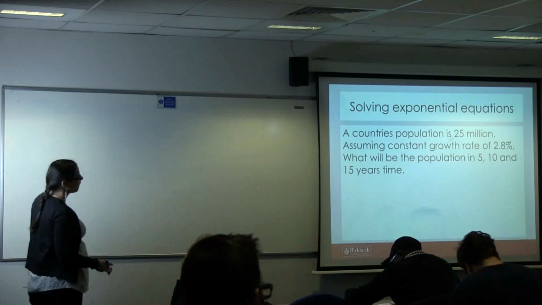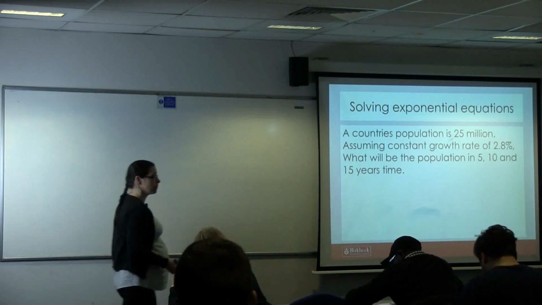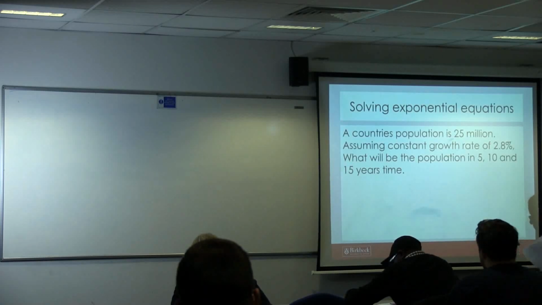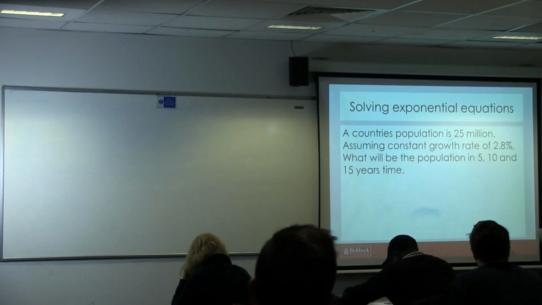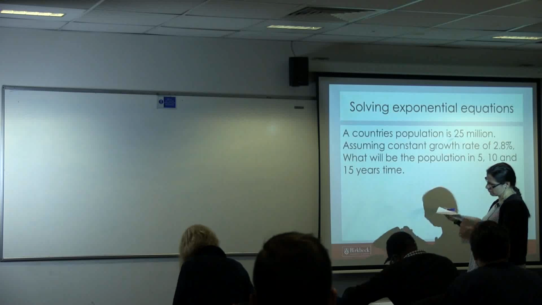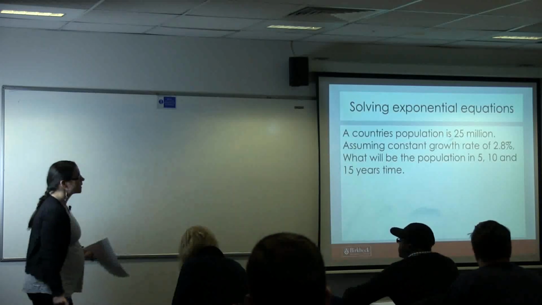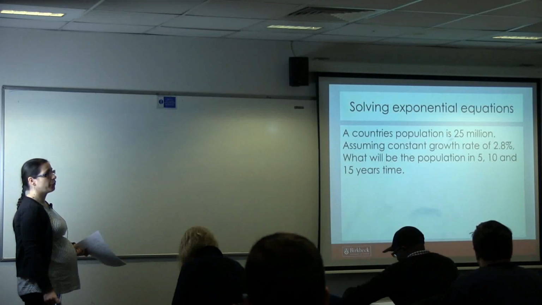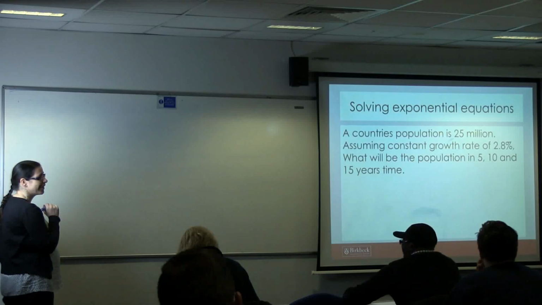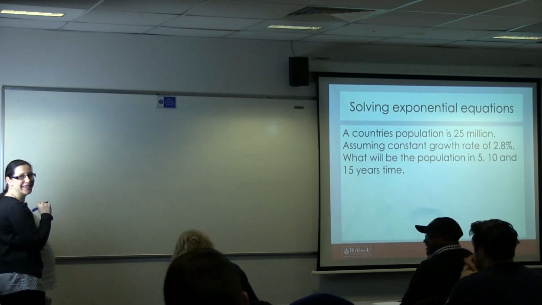So, what's going on in here? Okay, so constant growth rate, that is the key in here. So when it's a constant growth rate, what formula do you need to remember? F equals P e to the power rt.